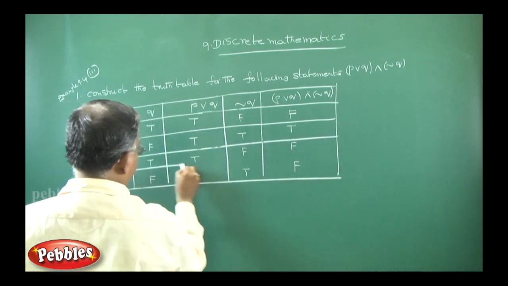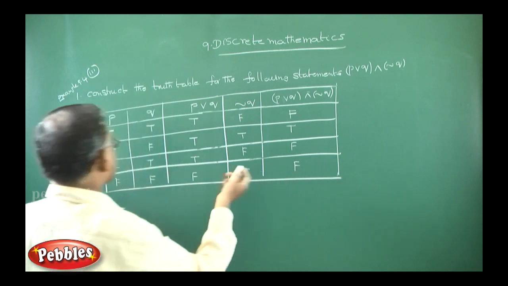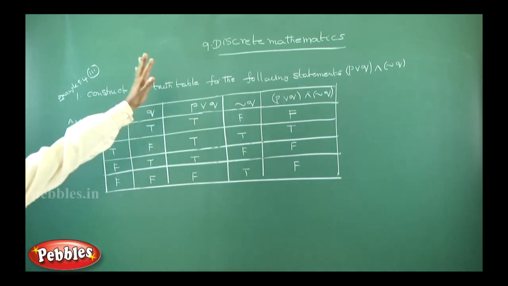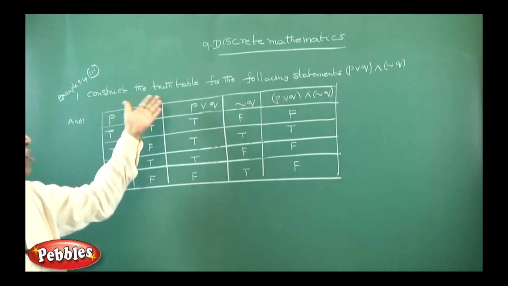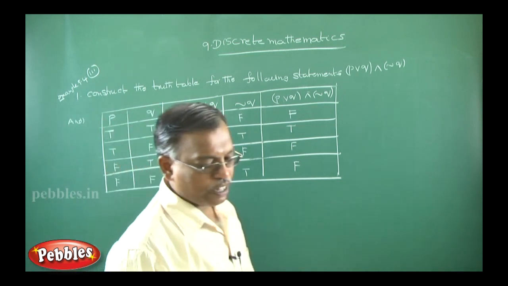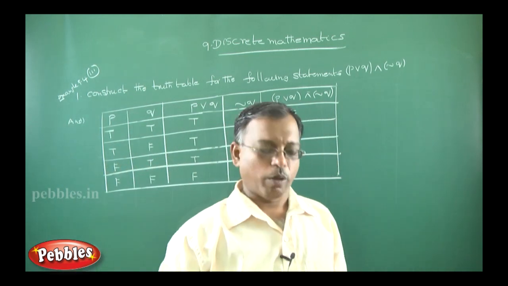That's it. After that, you can draw the lines one by one like this. You can do some decoration part. That's it, so very easy. The only thing is you should remember P or Q, negation Q and the AND statement. Then you frame the columns, automatically you will get the answer very easily. Okay, we will see the next problem.